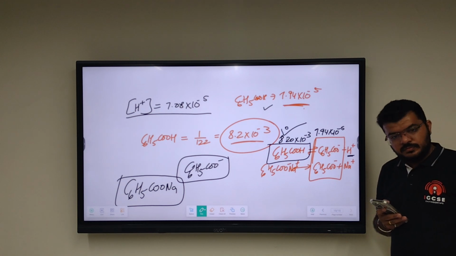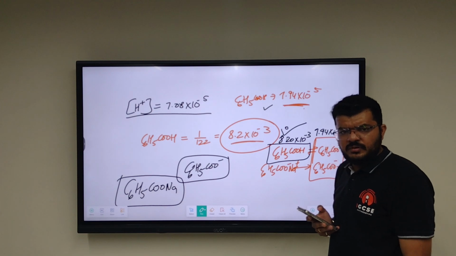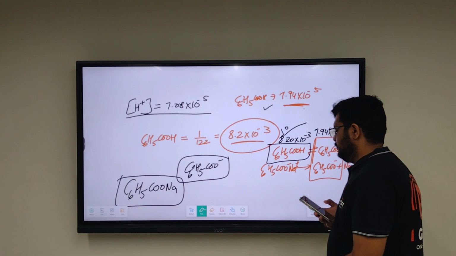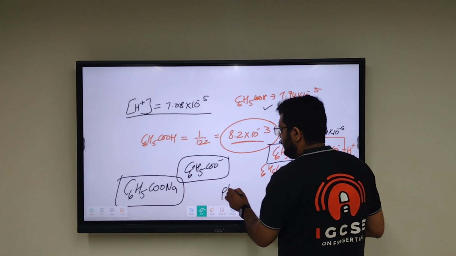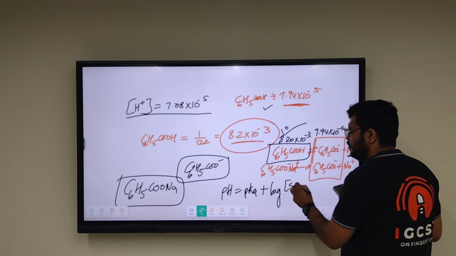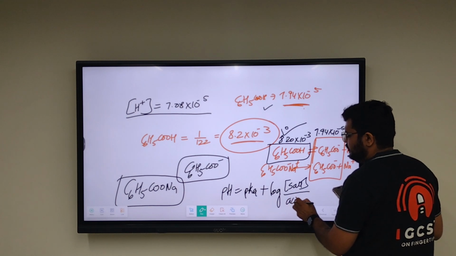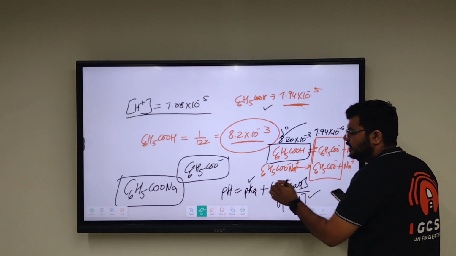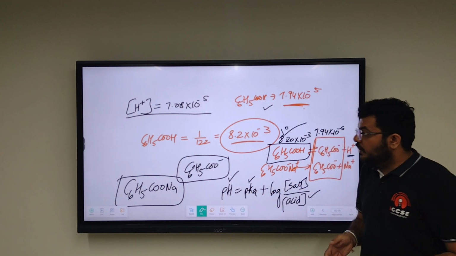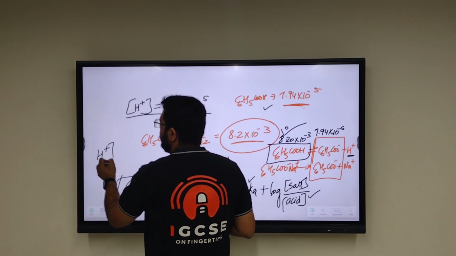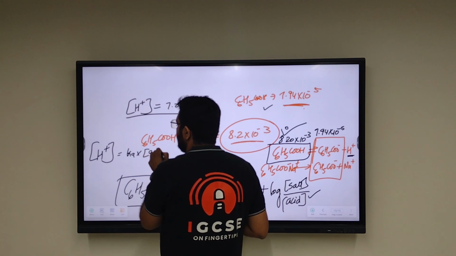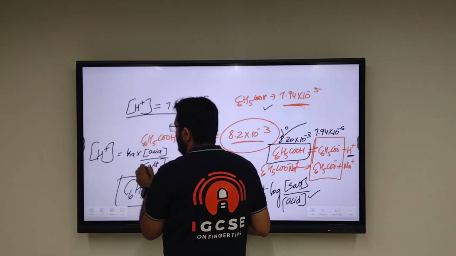Then in the buffer solution, from the pH equation: pH is equal to pKa plus the log of salt upon acid. If you know the acid and you know pKa and pH, you can find out the concentration. Or rather, you can actually directly use H plus is equal to Ka multiplied by concentration of acid upon concentration of salt. This will be easier.